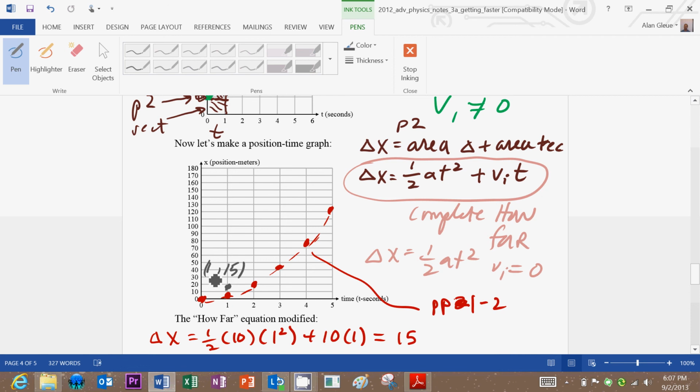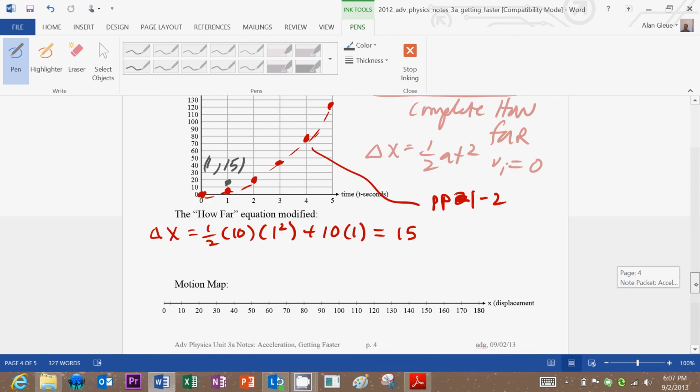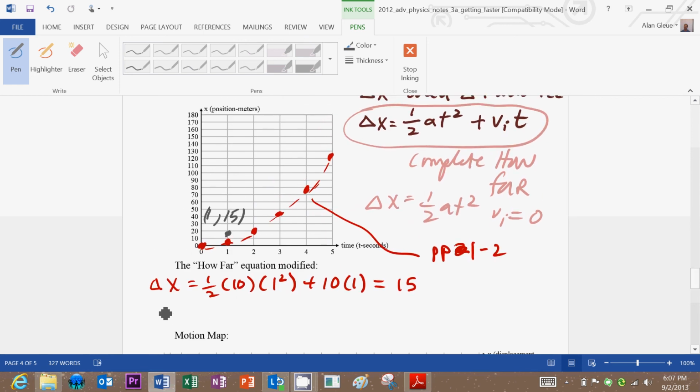Okay, now what about at 2 seconds? I need a little more room to work, so I'm going to mouse down here. Delta x equals 1/2 times 10 times 2 squared plus 10 times 2. You see how that equation works? 4 times 10 is 40. Half of that's 20. That's where we were before, 20. But now we have to add an additional 10 times 2, or 20. So now I'm at 40. Right now I'll be here at 40.